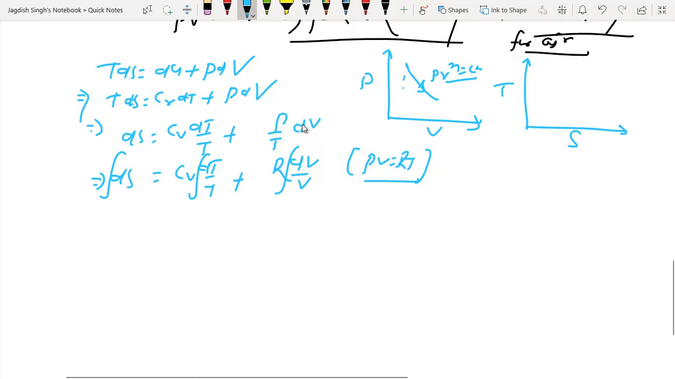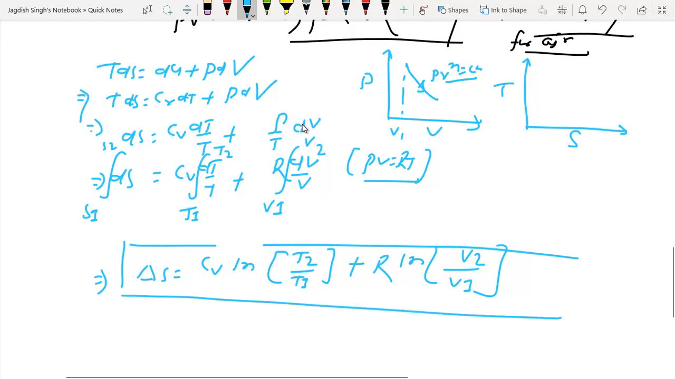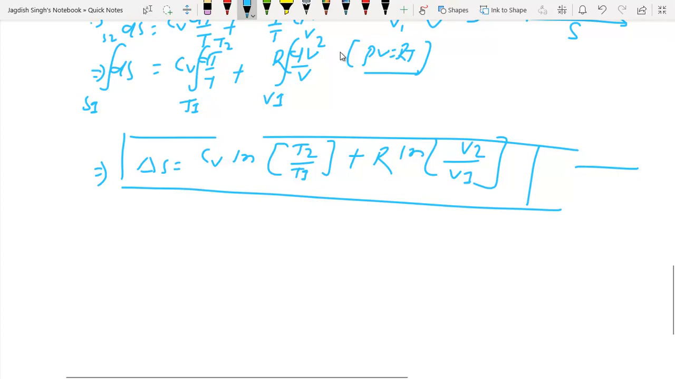When volume is V1, the temperature is T1 and entropy is S1. When volume is V2, temperature is T2 and entropy is S2. This implies delta S is equal to Cv ln T2 by T1 plus R ln V2 by V1. This is one equation. This equation can be used for change in entropy for a polytropic expansion process.